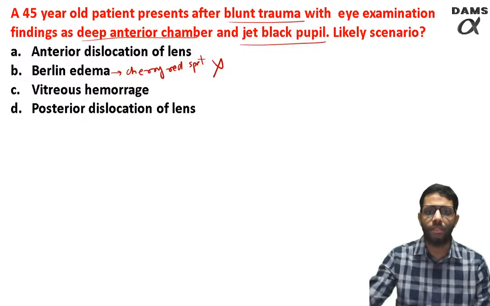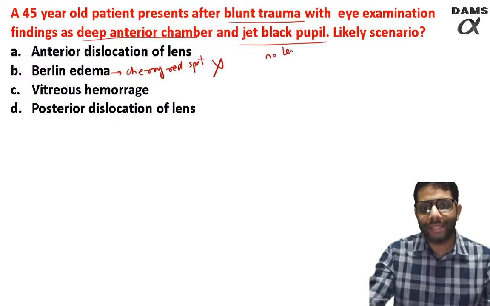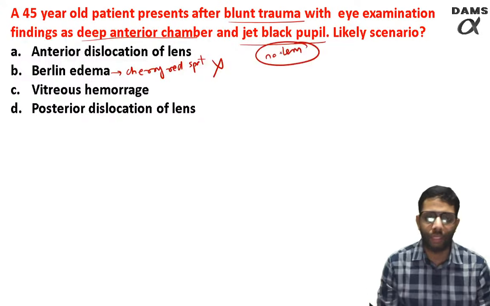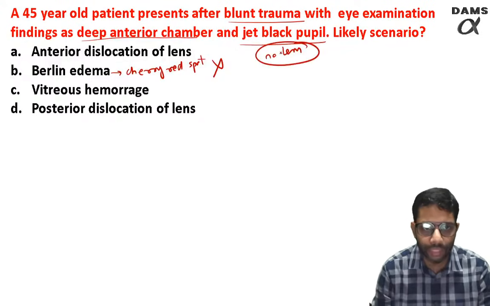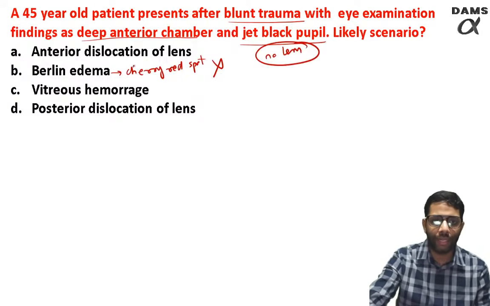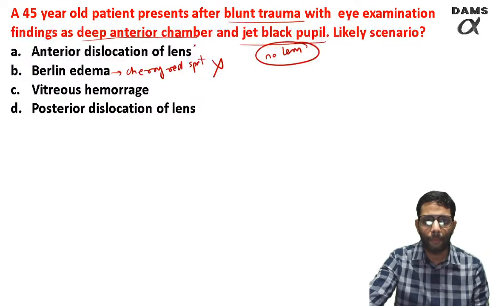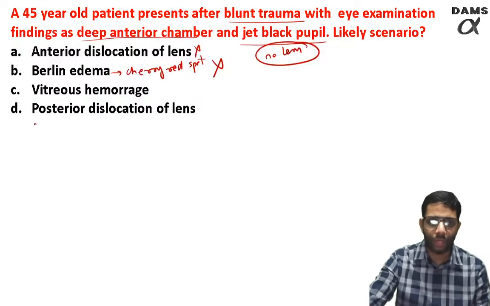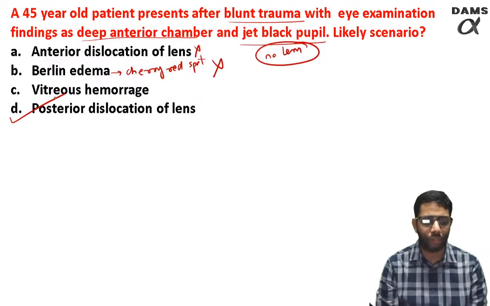Jet black pupil means there is no lens in the patellar fossa. That is causing a deep anterior chamber as well. And you can see the pupil now. That's why anterior dislocation is ruled out. So the answer is posterior dislocation.